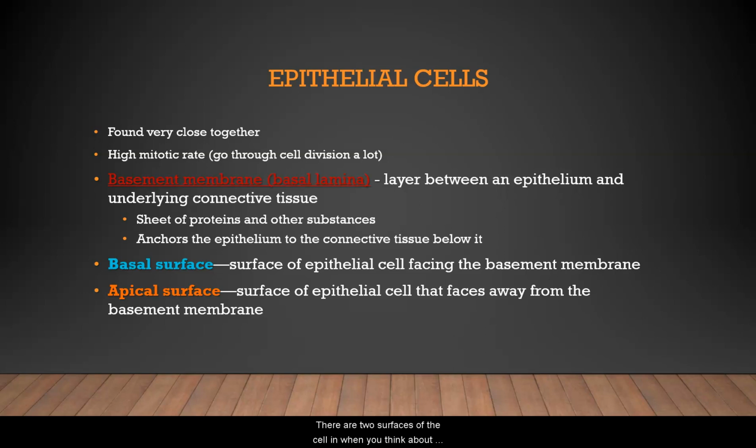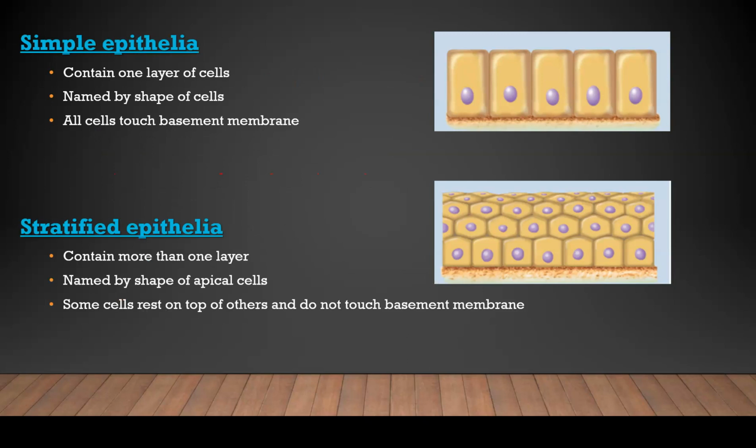There are two surfaces of the cell when you think about this. There is something called the basal surface, which is the surface of the cell that faces towards the basement membrane, and the apical surface, the surface of the cell that faces away from the basement membrane. Let's take a look at what this looks like.